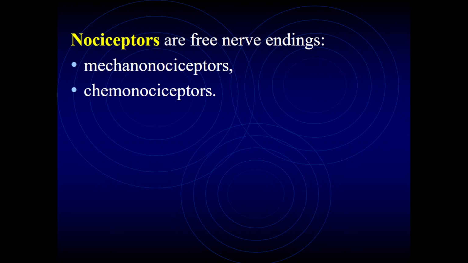Receptors for pain are free nerve endings. They are found in almost every tissue of the body. Nociceptors are absent in the brain tissue, but there are many of them in the meninges.